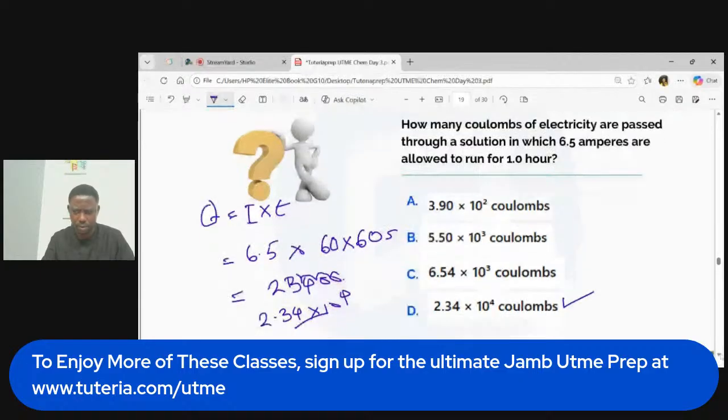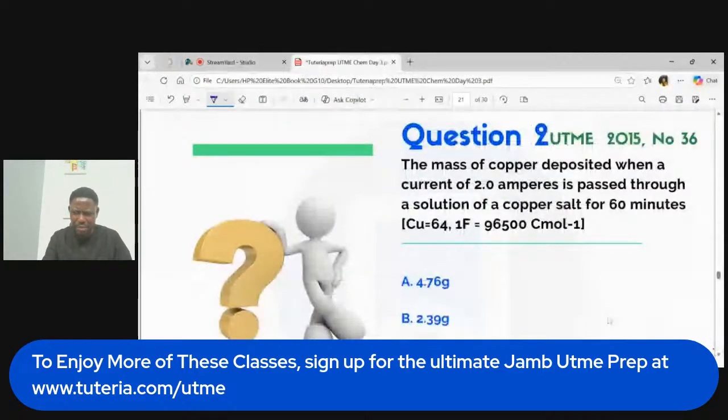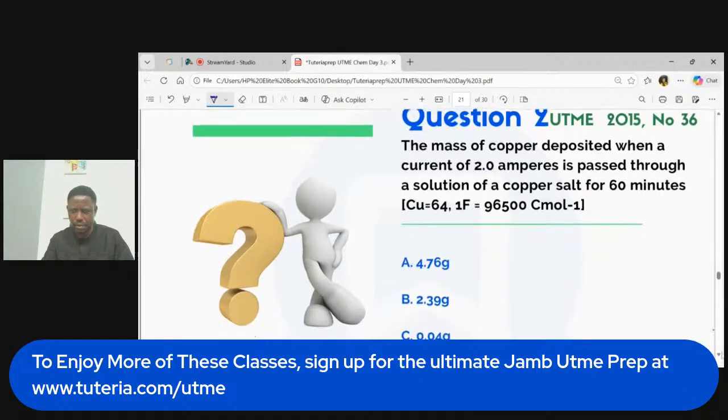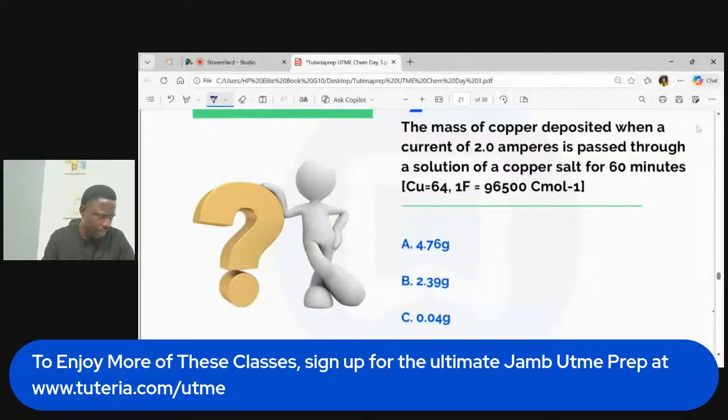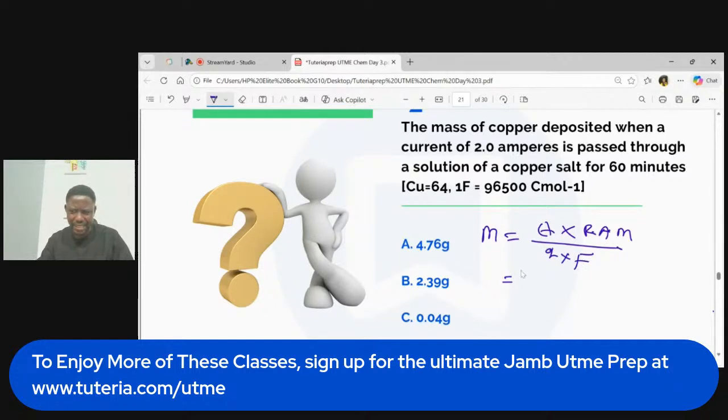So let's see the second one, question 2. The mass of copper deposited when a current of 2 amperes is passed through a solution of copper salt for 60 minutes. We are to calculate the mass of copper deposited here. We just have a few minutes to go, and I have to solve this using the formula. So write M equals Q, that is current times time, times relative atomic mass of the metal involved, over the charge times Faraday.